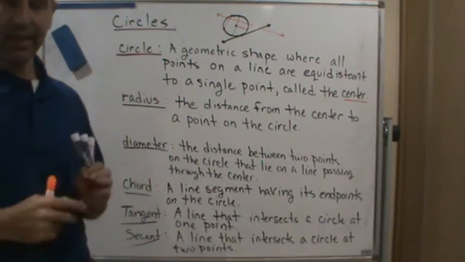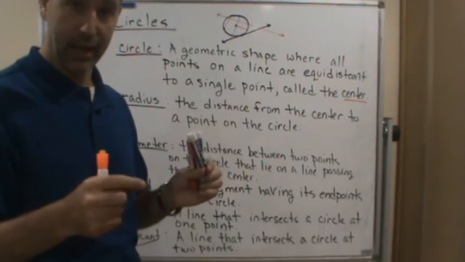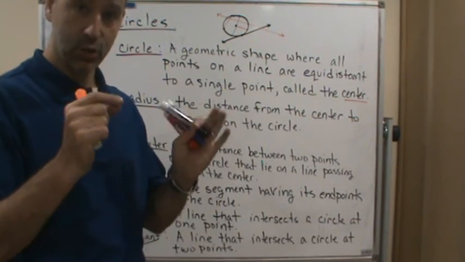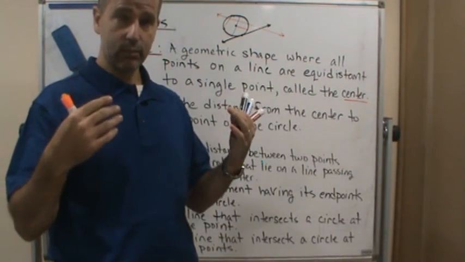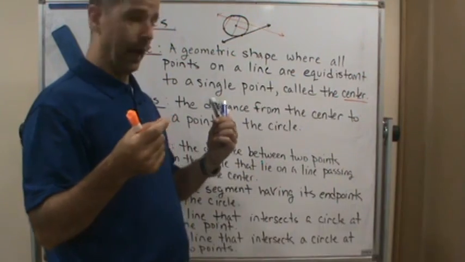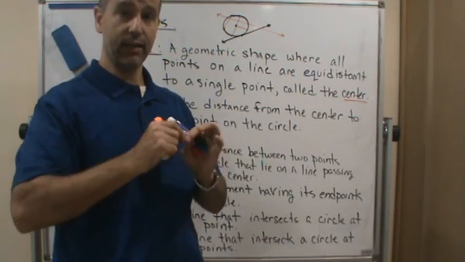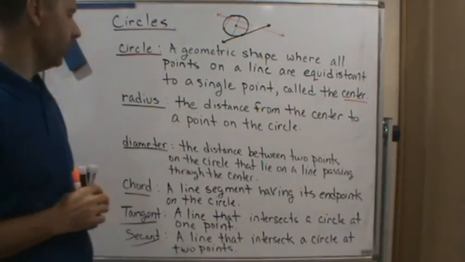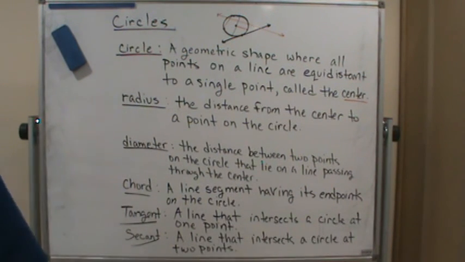So basically, a secant line and a chord are almost the same thing. A chord is a line segment that intersects at 2 points on the circle. A secant line is a line that goes through the circle at 2 points. Okay? So again, those are the definitions that we're going to be using throughout this section.